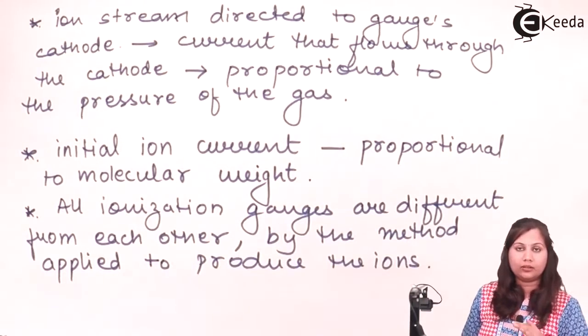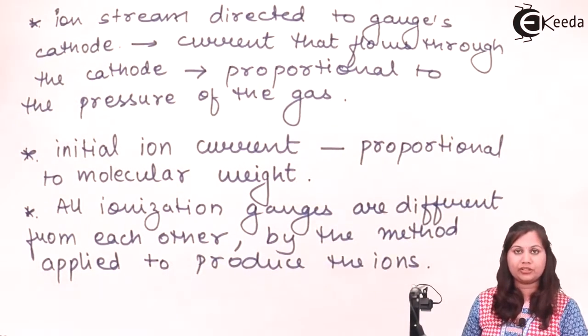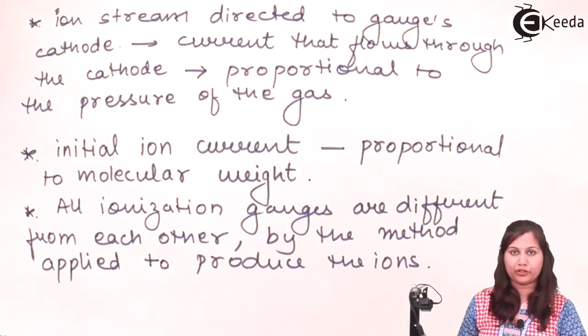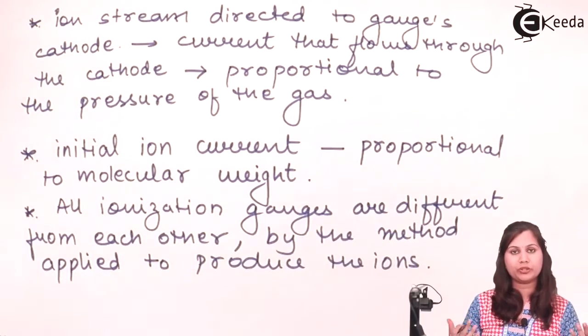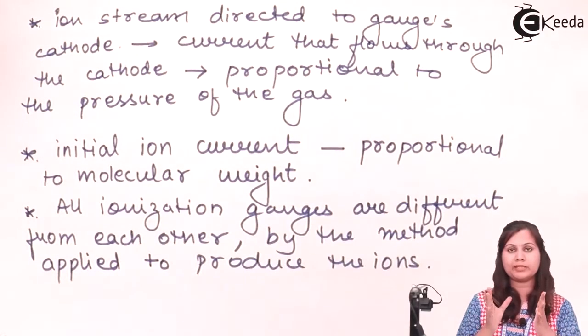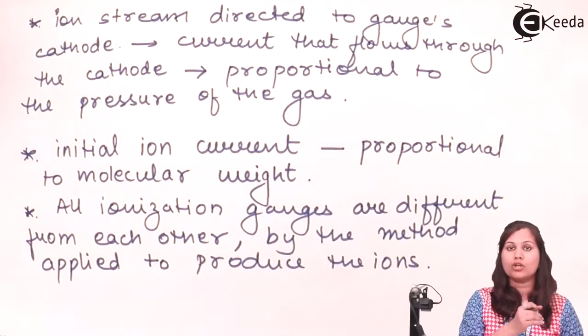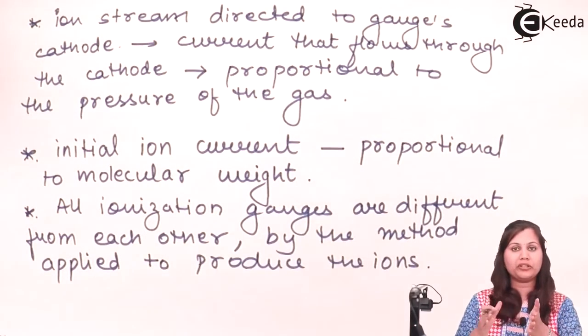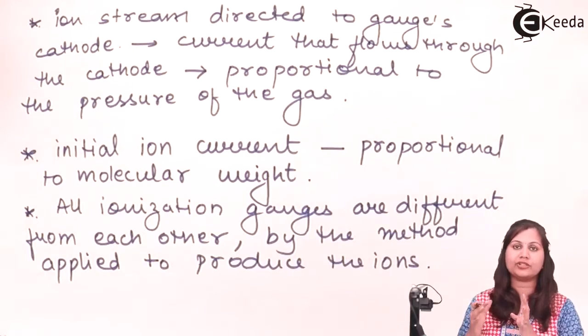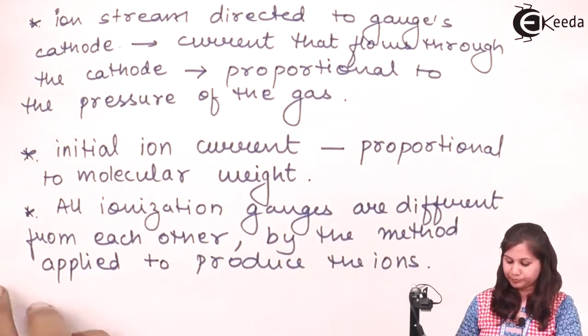Now all the various types of ionization gauges which are used for pressure measurement can be distinguished from each other by the method which they use to produce the ions, because our main purpose is to produce the ions by the process of ionization. So what method is being used by the vacuum gauge to produce those ions? That is going to distinguish the ionization vacuum gauges.